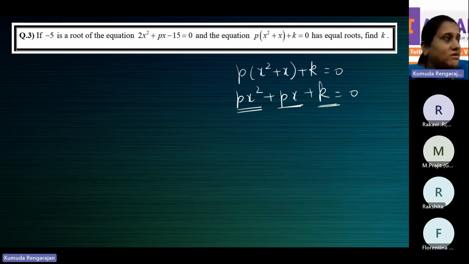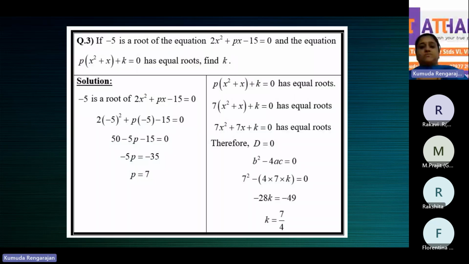How will you get the values of A, B, C? Only when the quadratic equation is in the standard form. If it's like this in the bracket, how will you find the value of A, B, and C? So it's very important to have the equation in the standard form. All right? Good, children. You may go through the answer, understand, and then work similar to the earlier one.